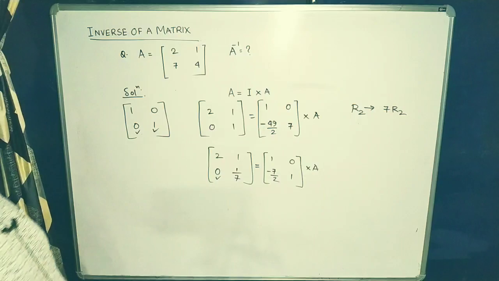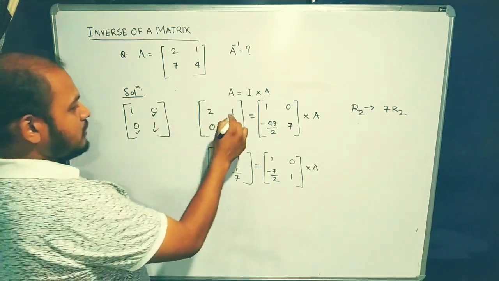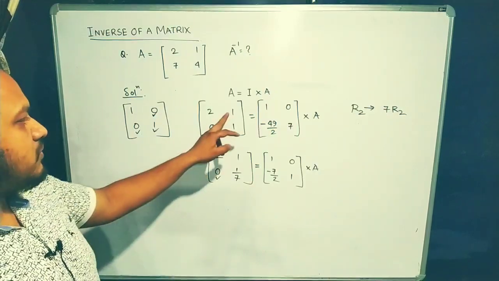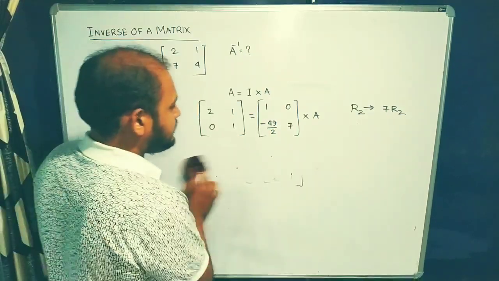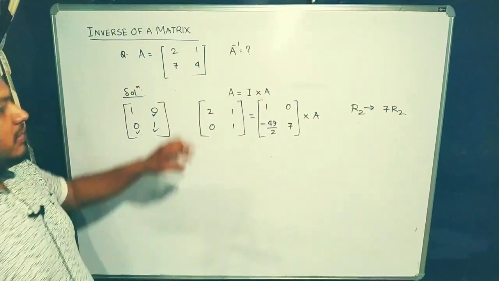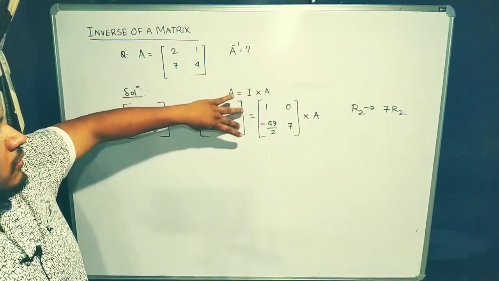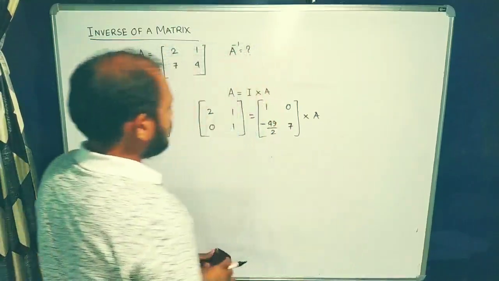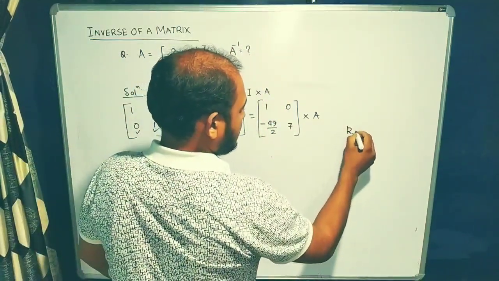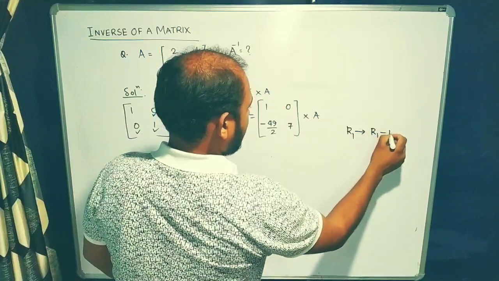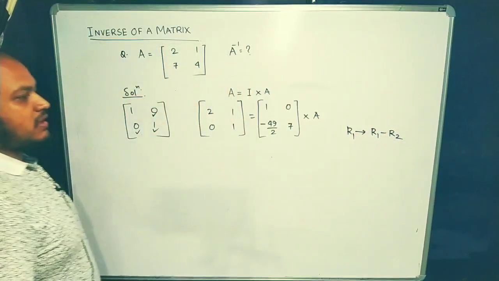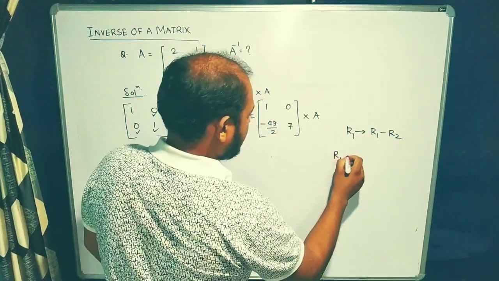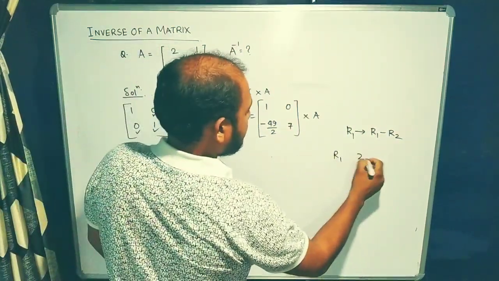The next element that we should try to make is 0. So 1 should be changed to 0 at this position. What should we do so that this becomes a 0? Think about it. It's easy. It is this row minus that row and put the result in this position. So that operation of choice would be R1 gets changed to R1 minus R2. So what is R1? Let's write it. R1 is 2 1.